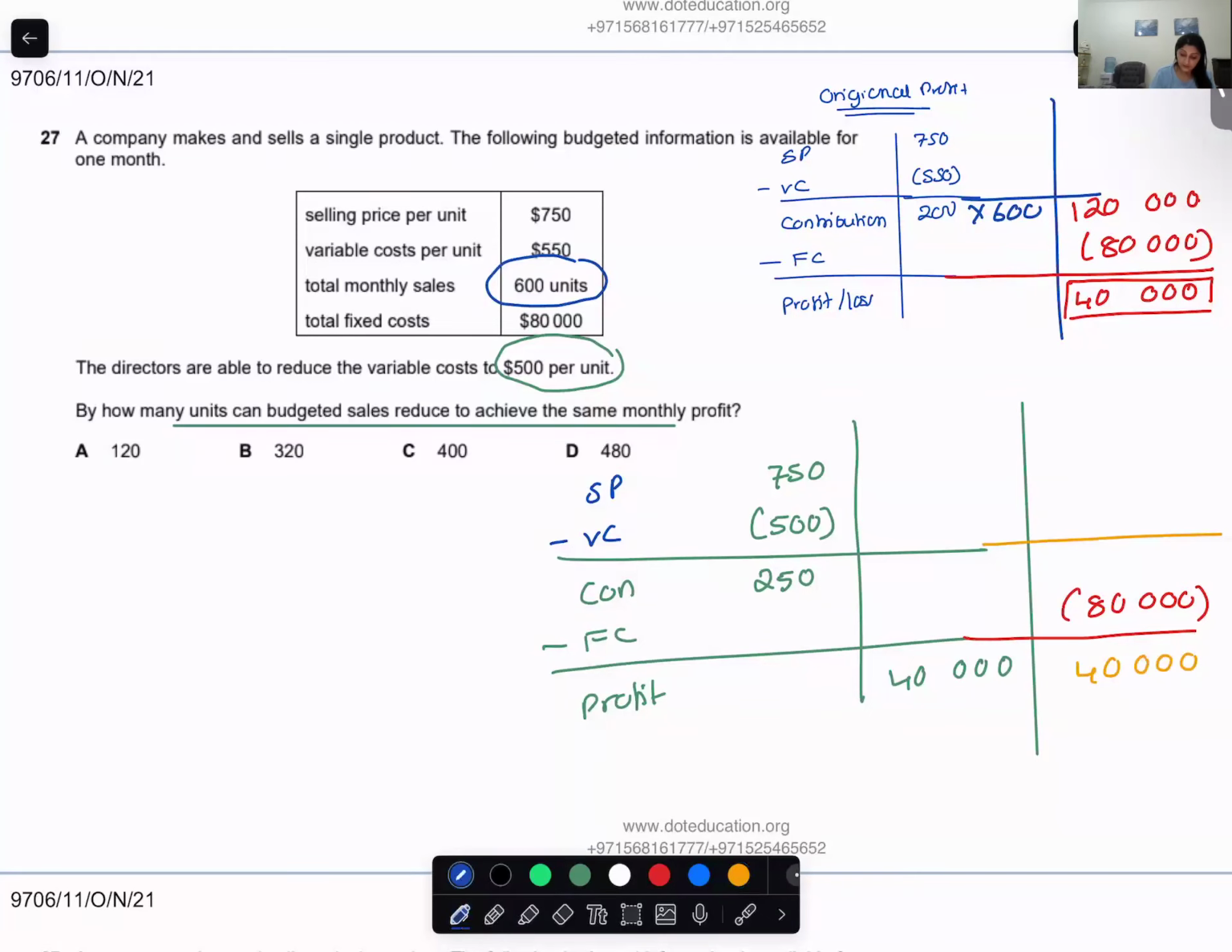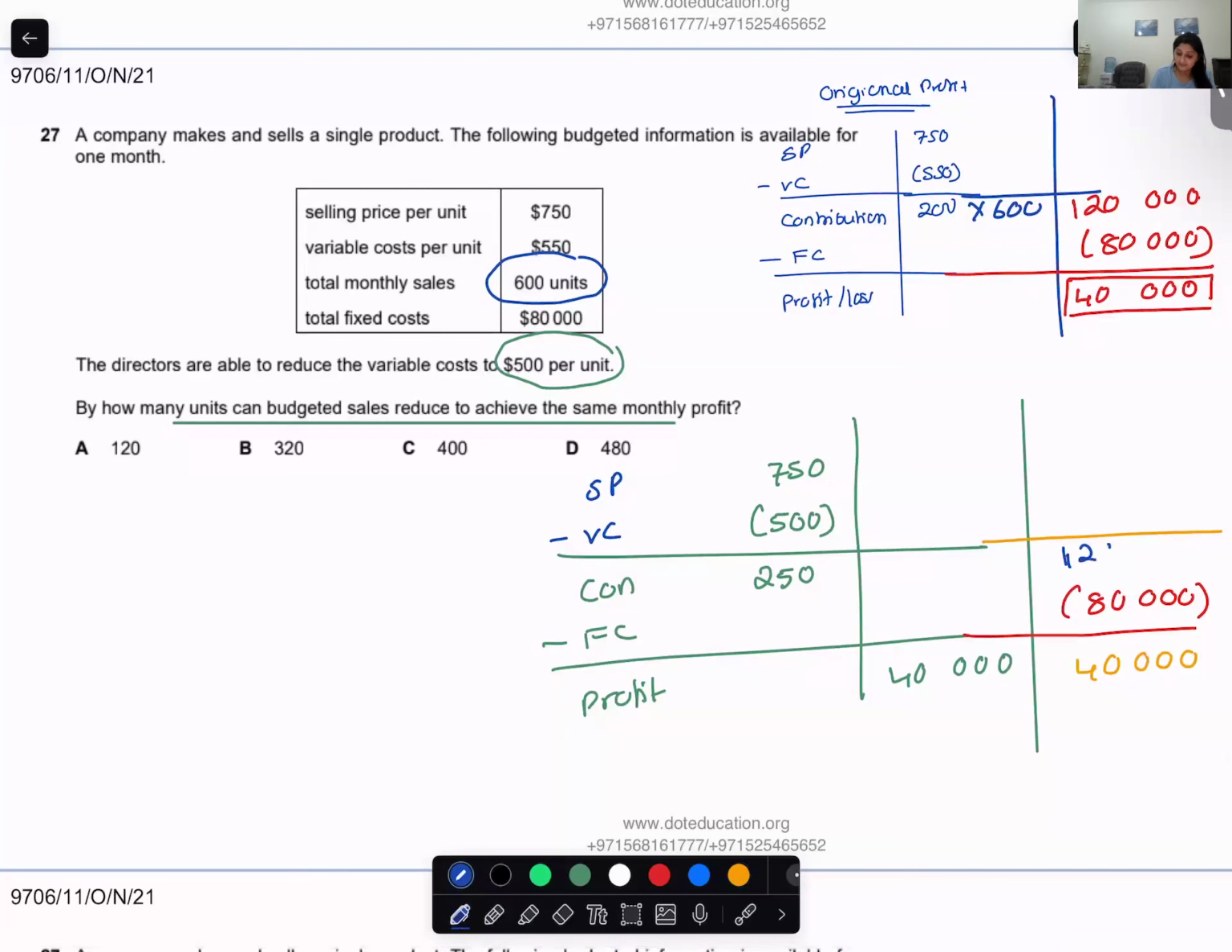So my new contribution would be 120,000. This into units would give me 120,000. So 120,000 divided by 250, how many units will it be? It'll be 480 units. So how many units do you have to sell to get the same level of profit? 480 units. You understood what I did?